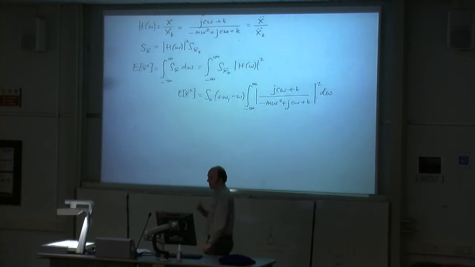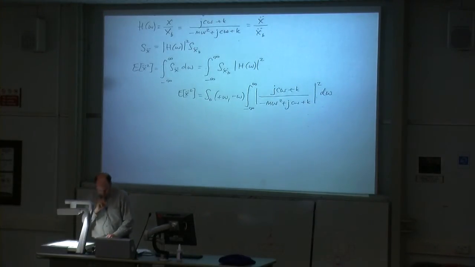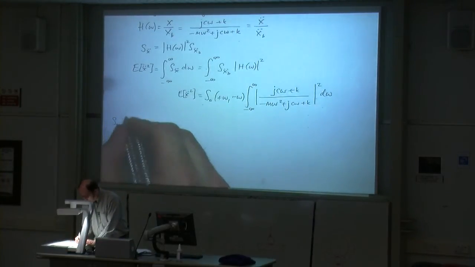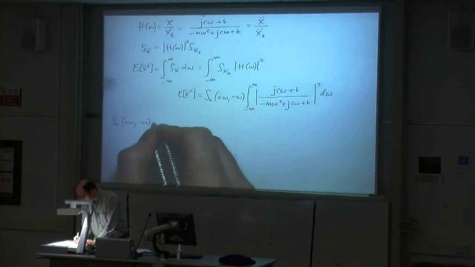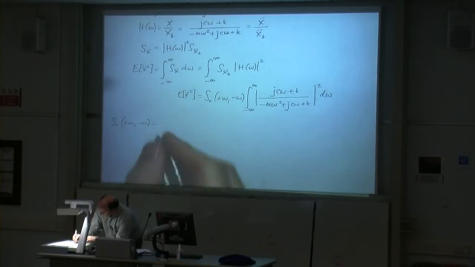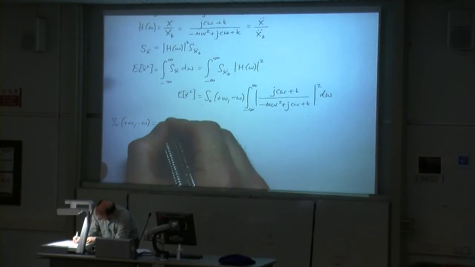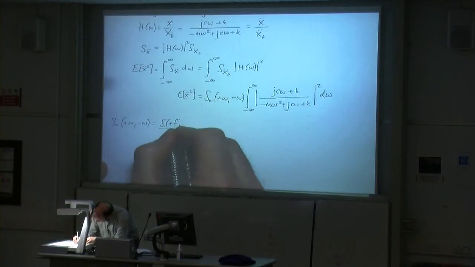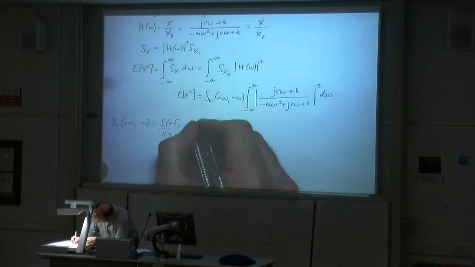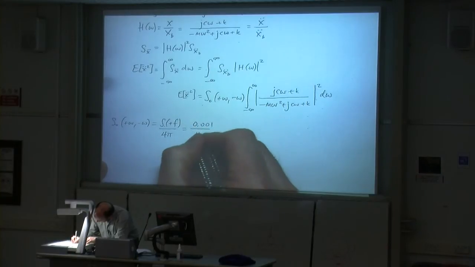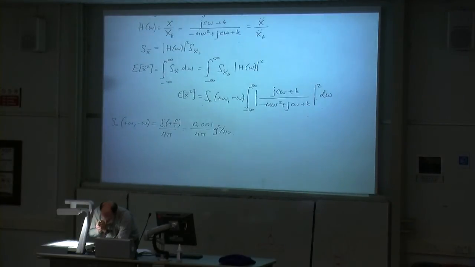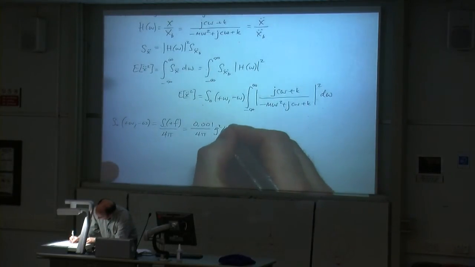So we now need to work out what both of these things are. Let's take a look at this bit first. Well, we've got S of f divided by 4 pi. So we have 0.001 divided by 4 pi g squared per hertz. Sorry, that's g squared per radians per second.